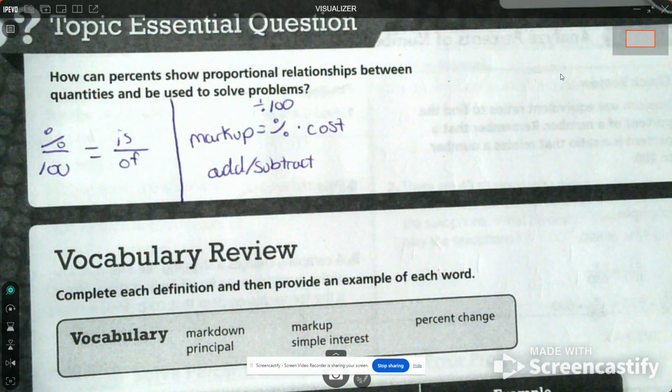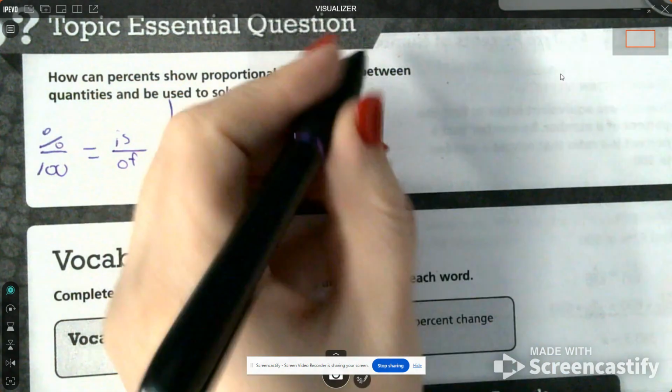Remember, in our notes, you have taxes and tip is markup, whereas sales and discounts are marked down. So you need to know the difference.